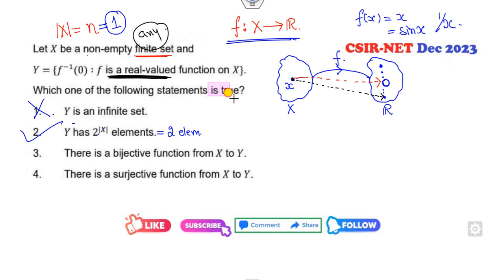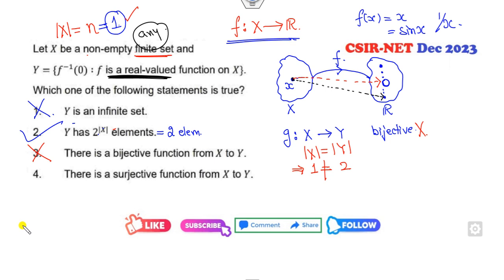Now since it's only part B, only one correct option, but anyhow I will tell you how you can see. There is a map from x to y which is bijective. Fine. How can you prove it is bijective? If cardinality of x is cardinality of y. What is the cardinality of x? It's 1. What is the cardinality of y? 2. They are not equal. It means it is not bijective.